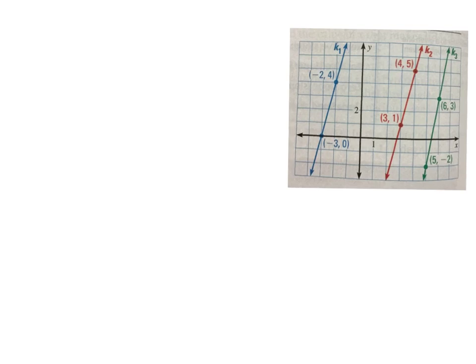Okay, so we have 3 lines here, and they want to find out which of these 2 lines are parallel. Looking at them, just glancing at them, you could think that all 3 are parallel. But the only way to know for sure is if we find the slopes of each of these lines. So let's find the slope of the blue line. We have our 2 points.